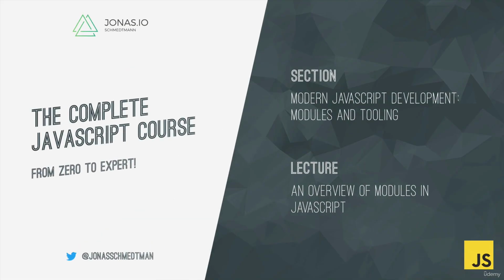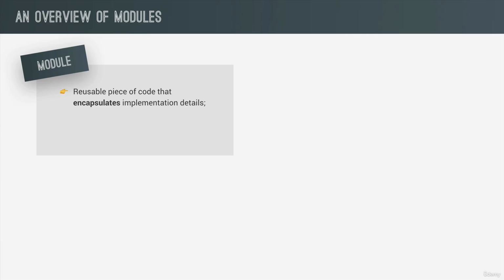Modules are a super important part of software development. And so in this lecture, we're going to talk about modules in more depth and learn how they work behind the scenes. So essentially, a module is a reusable piece of code that encapsulates implementation details of a certain part of our project. Now, that sounds a bit like a function or even a class, but the difference is that a module is usually a standalone file. Now, that's not always the case, but normally when we think of a module, we think of a separate file.